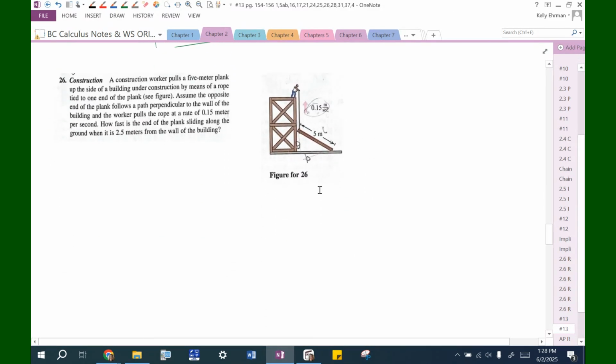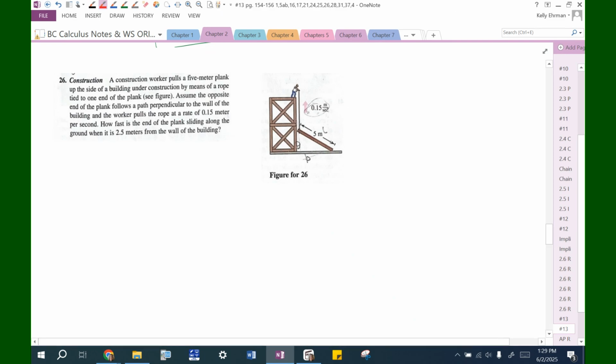Number 26. A construction worker pulls a 5-meter plank up the side of a building under construction by means of a rope tied to one end of the plank. Assume the opposite end of the plank follows a path perpendicular to the wall of the building, and the worker pulls the rope at a rate of 0.15 meters per second.